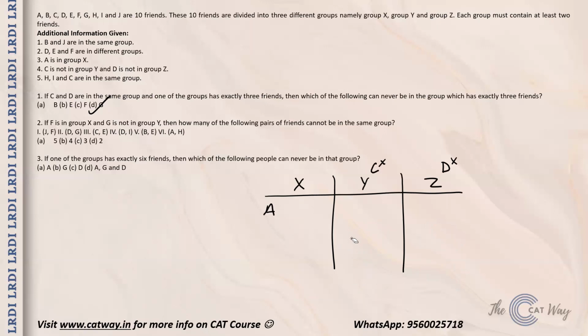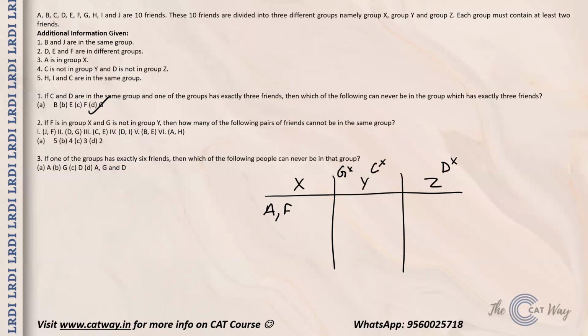Now coming to the second question. It says that if F is in group X, and G is not in group Y, then how many of the following pairs of friends cannot be in the same group?